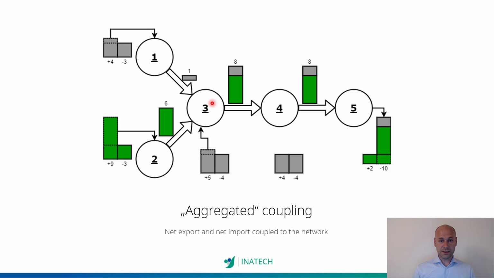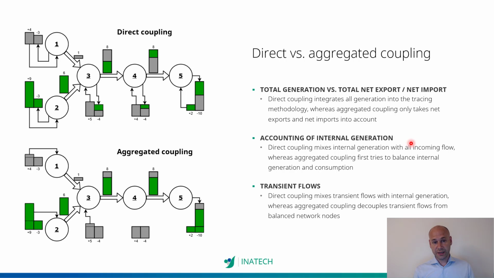And then we get a different mix here. At node number 4, we have a transient node. So here there's no net export or no net import. So this is not coupled to the grid at all, and the power flow is just transported over node number 4 to the next one, where it is again coupled here with the net import with the electricity consumption. So this aggregated coupling leads to different results than the direct coupling.